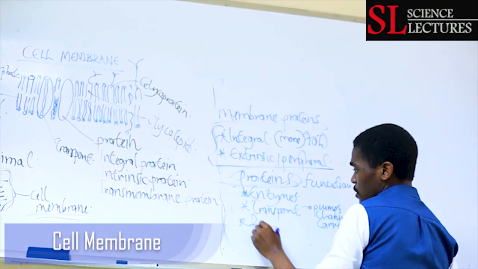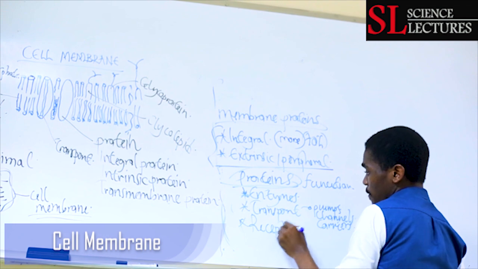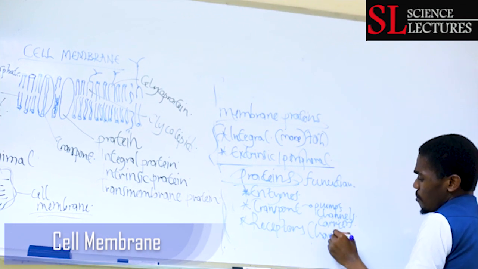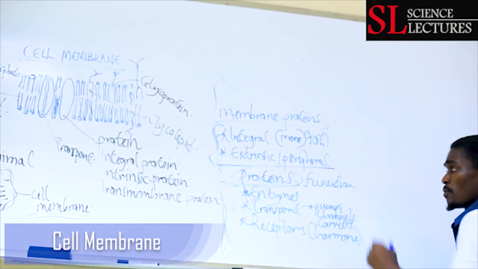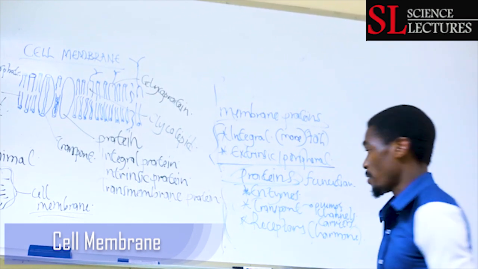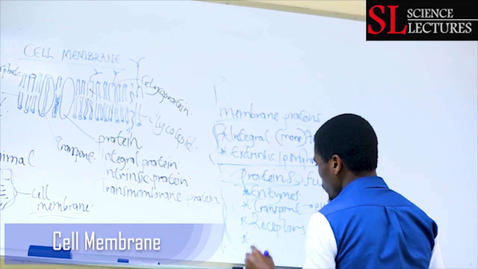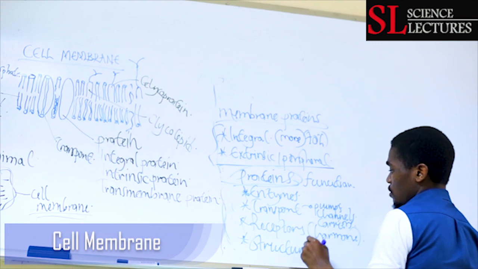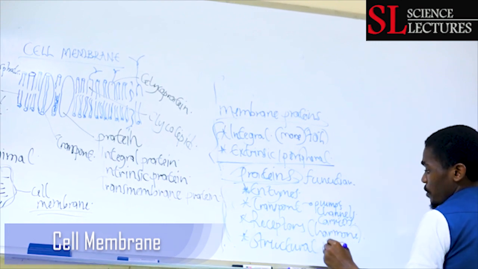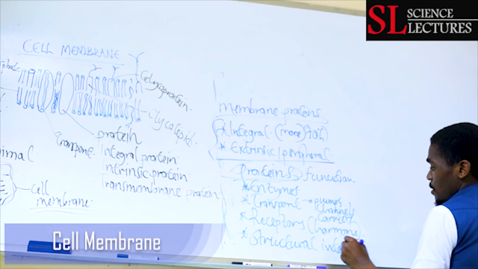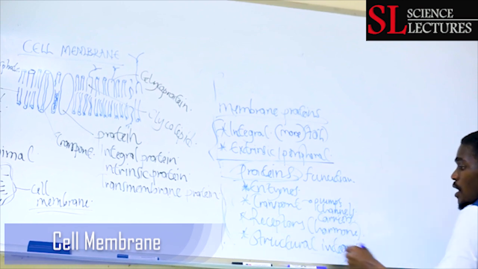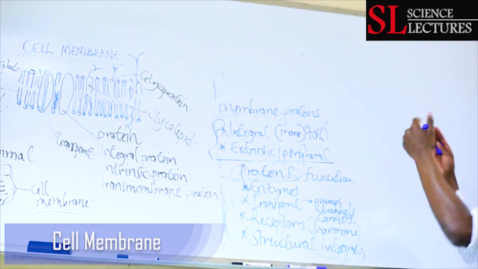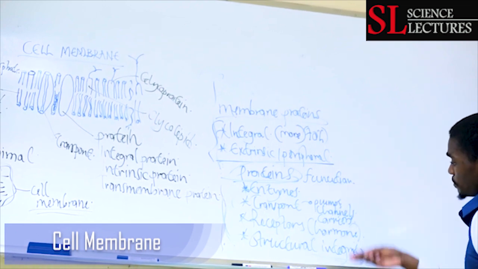Then we can have proteins serving as receptors, like hormone receptors. Then we can have proteins aiding in what we call structural support and structural integrity of the cell membrane. So the integrity of the membrane, that structure, can be maintained by the presence of these proteins that span along the entire membrane.